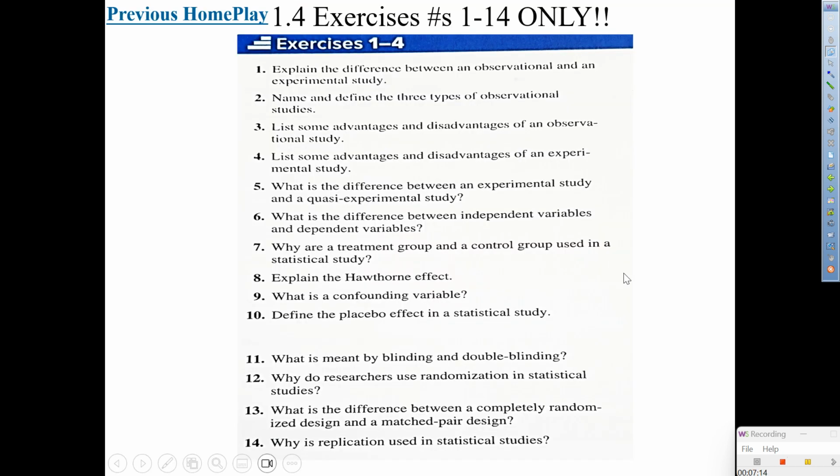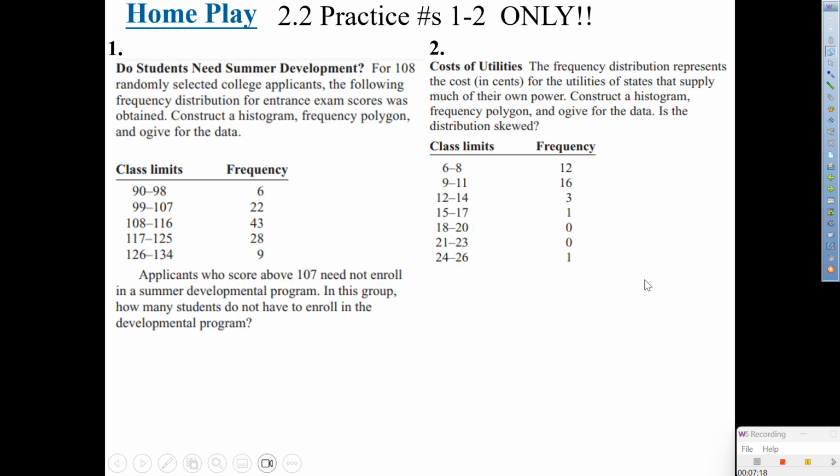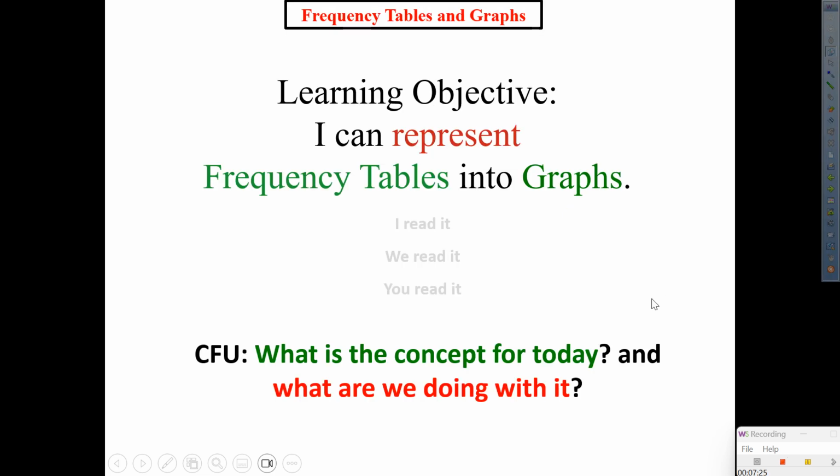Anyways, last night's home play, you guys already turned it in. Thank you. Tonight's home play, only 2 problems. Anyways, shall we? Here we go.